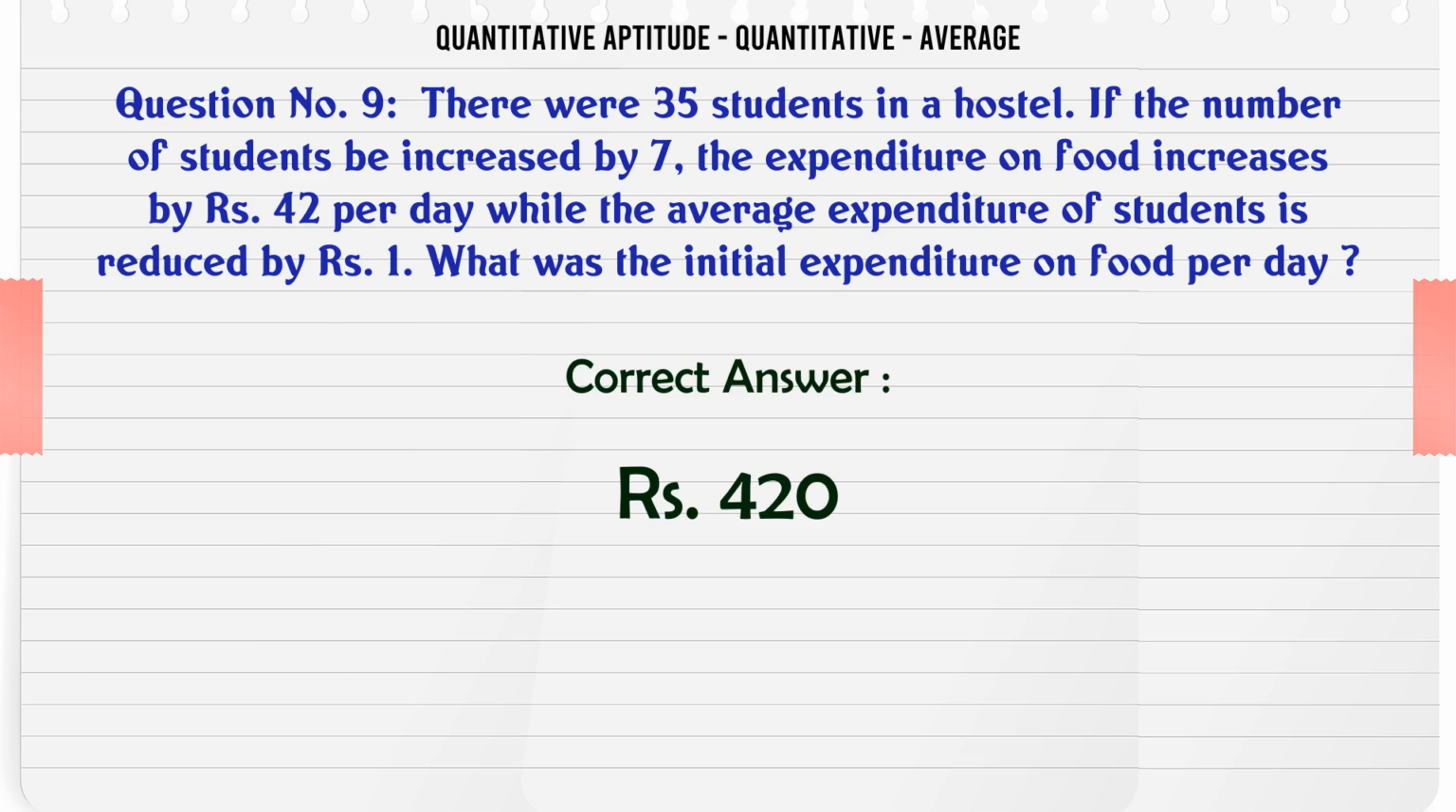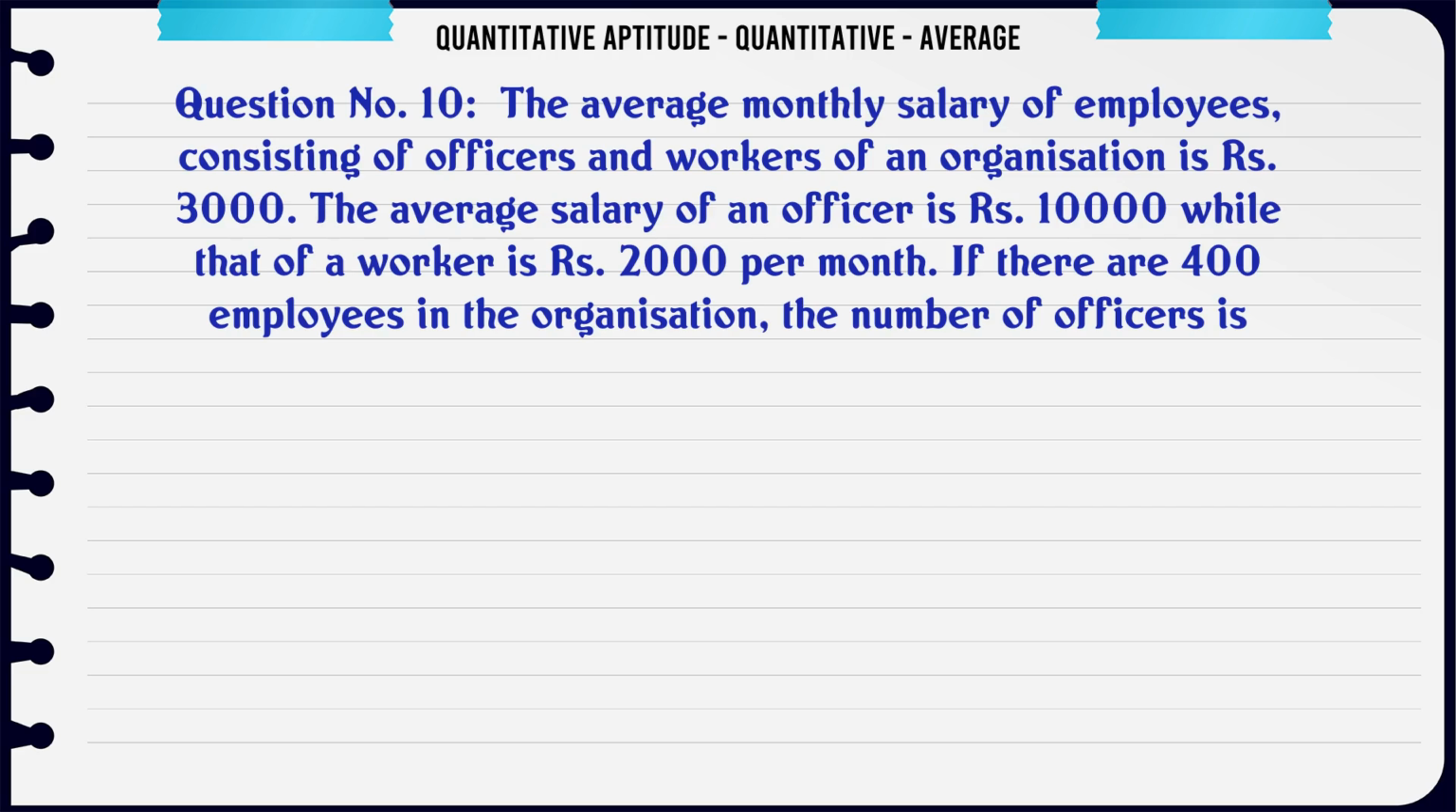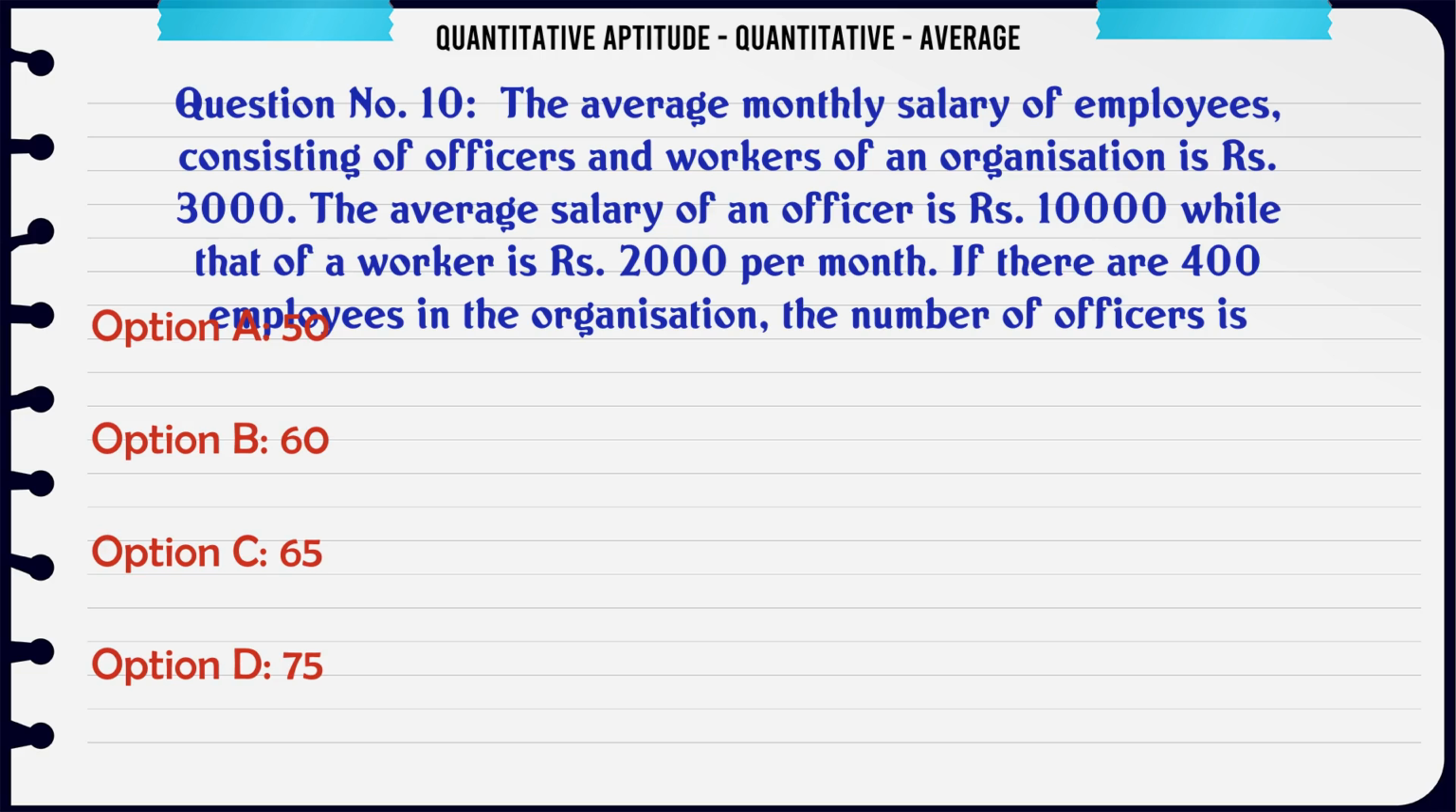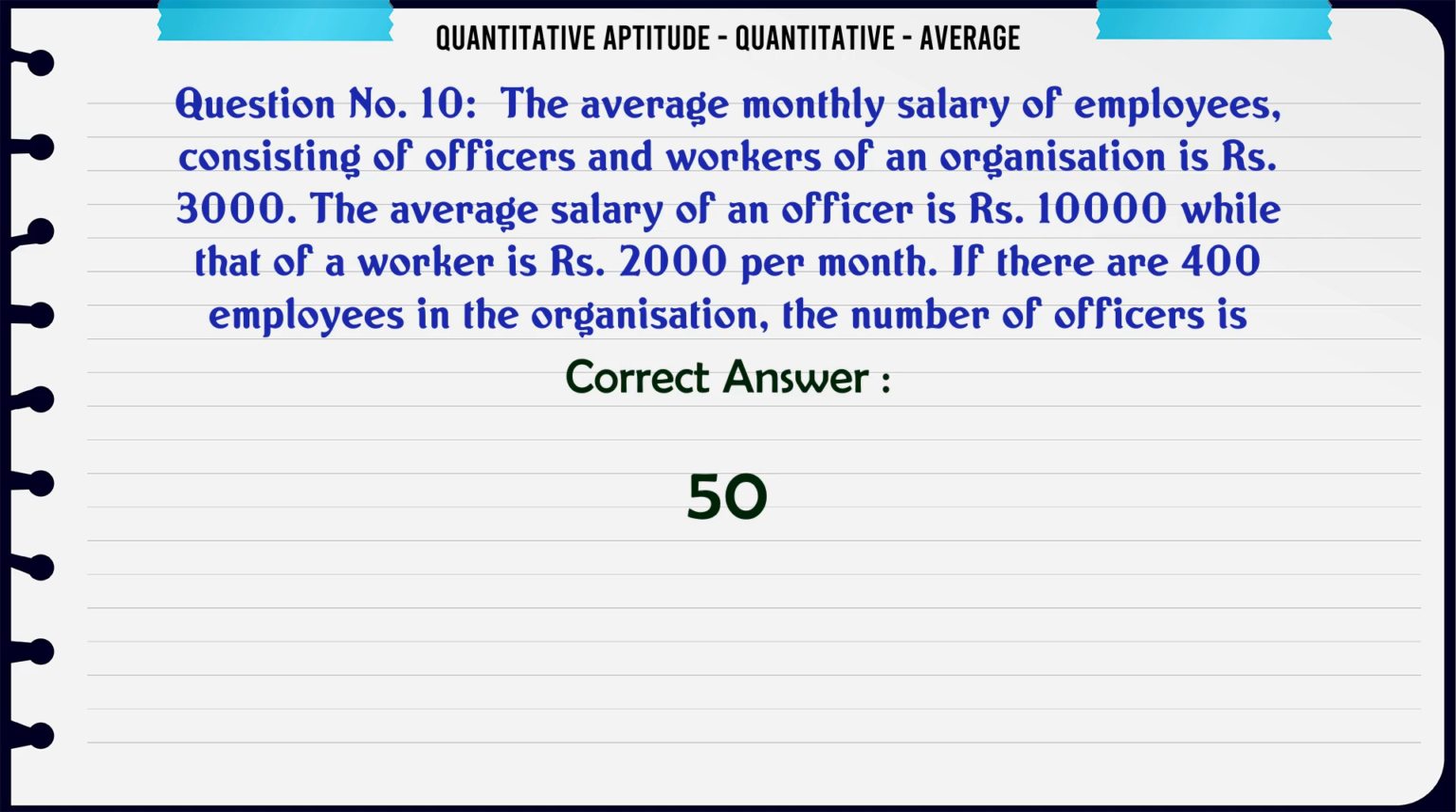420 rupees. The average monthly salary of employees, consisting of officers and workers of an organization is Rs 3,000. The average salary of an officer is Rs 10,000 while that of a worker is Rs 2,000 per month. If there are 400 employees in the organization, the number of officers is A 50. B 60. C 65. D 75. The correct answer is 50.